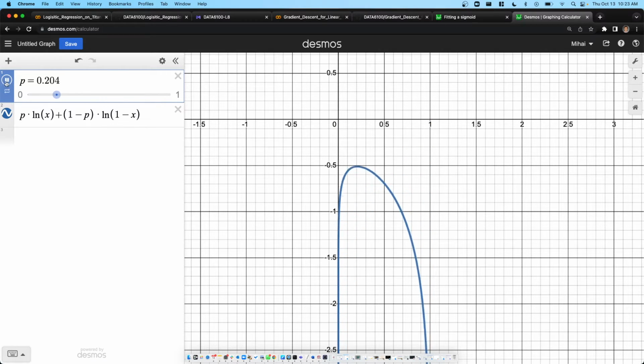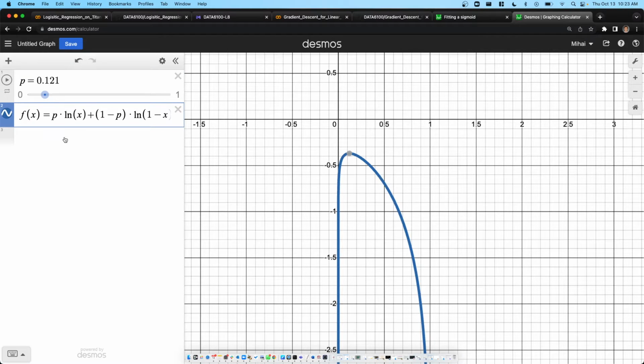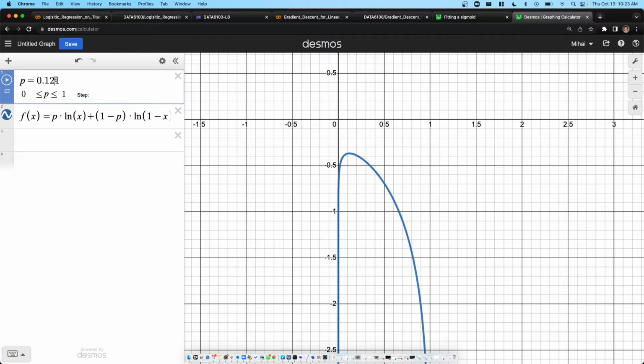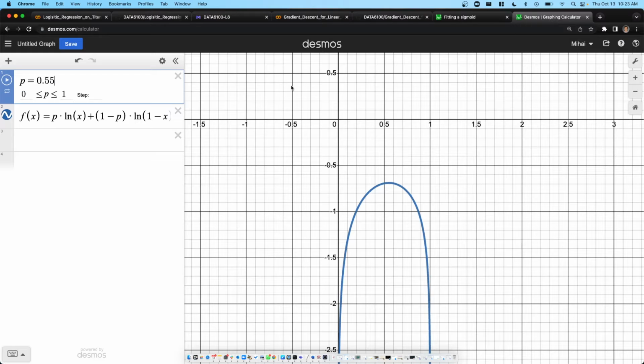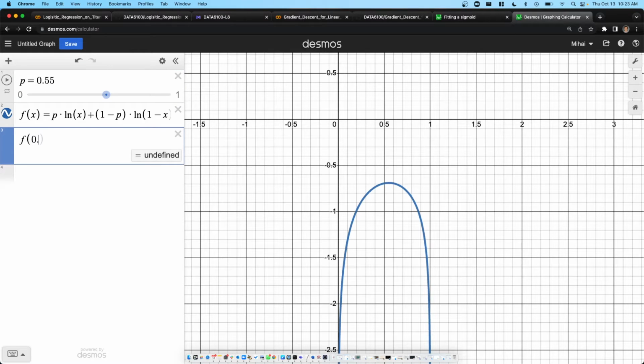And okay, we wanted to look at the two scenarios. So let's call this f of x. We wanted to look at the situation where p was 55%. Is that what it was? Let's get the question right. P is 55% and p hat is 59%. So that would be f of 0.59. So that's negative 0.67. So scenario 1 is negative 0.69. Oh yeah, I'm plotting negative this, so the loss isn't 0.69. And scenario number 2, what is the loss?